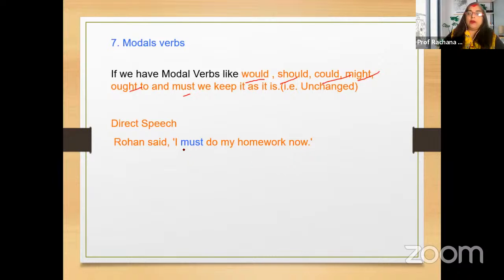As per the rule, what did we have to do? Past tense. What will be the past tense of must? Do you know? No, you don't know. So we will keep it in indirect speech as it is.